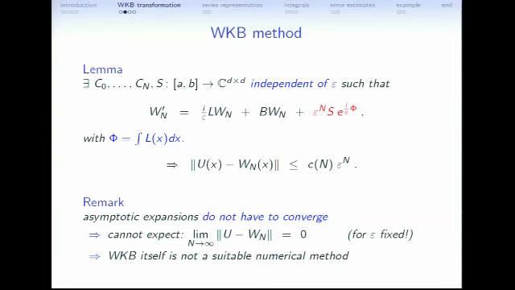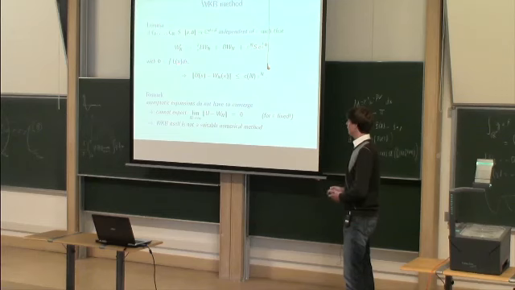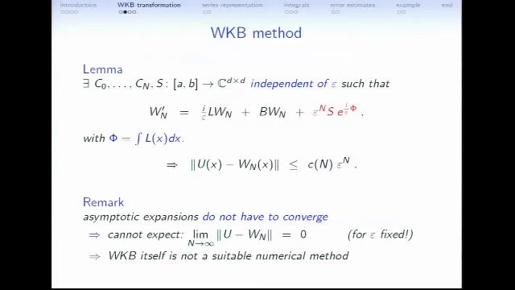This is very important, such that our ansatz function solves our ODE plus a small perturbation. So the perturbation is of order epsilon. And the phase function that appears here is nothing but a primitive of the diagonal matrix L. And if the initial conditions of u and the ansatz coincide, then you get an error estimate of this form, which is proportional to epsilon to the m.